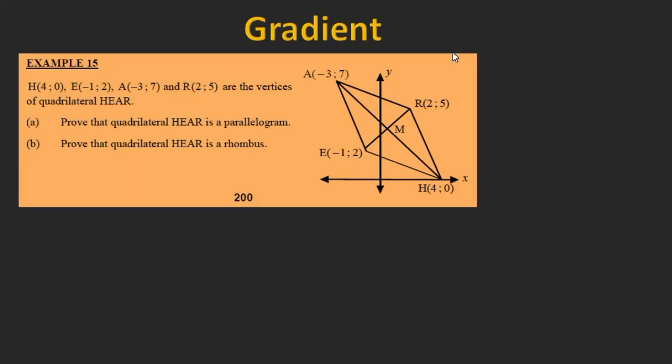Now, do I need to do this one for you? No, I think you can do this one by yourself too. It says H is the coordinate (4; 0), E is the coordinate (-1; 2), A is the coordinate (-3; 7), and R is the coordinate (2; 5). And these are the vertices of the quadrilateral HEAR, right? They never told you what quadrilateral this is. And then they want you to prove that this is a parallelogram.